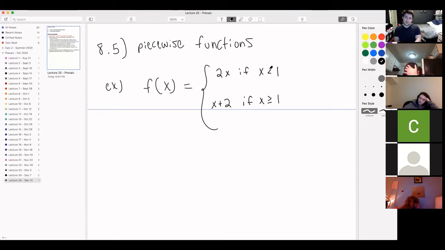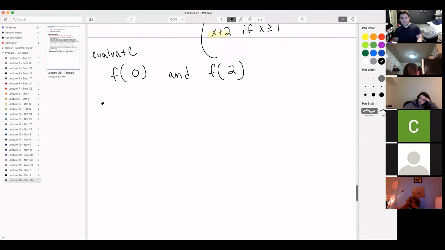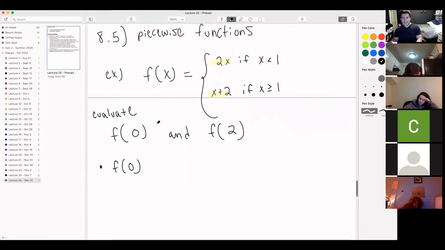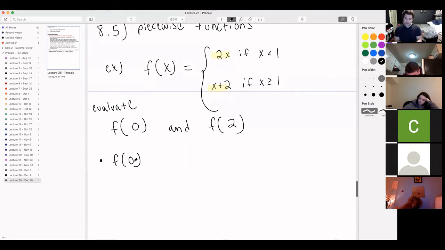It tells you if your input x is less than 1, you use this formula. If your input x is greater than or equal to 1, you use that formula. All right, so I'll ask you guys, evaluate f of 0 and f of 2. That's what I'll say in the question. Okay, let's do f of 0 first. The input here is 0, and 0 is less than 1. So I'm going to use 2x. I'm plugging 0 into 2x, so it's 2 times 0, which is 0. Okay?